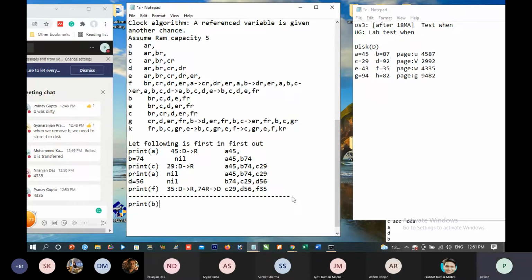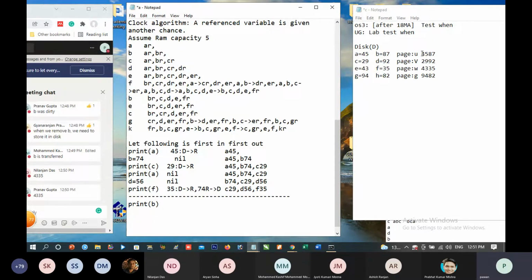Hello, sir. Yes, hello. In the above line in printf, we should transfer B, sir, isn't it? That is correct. So I have written the value of B, which was 74, has been transferred from RAM to disk. So B will be transferred. This 87 will change to 74. I should have changed it rather. Is it correct? This 87 should have been replaced by 74. Is your doubt clear? Yes, sir. Clear. That's correct.